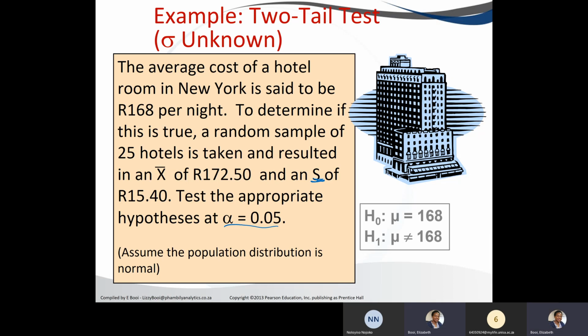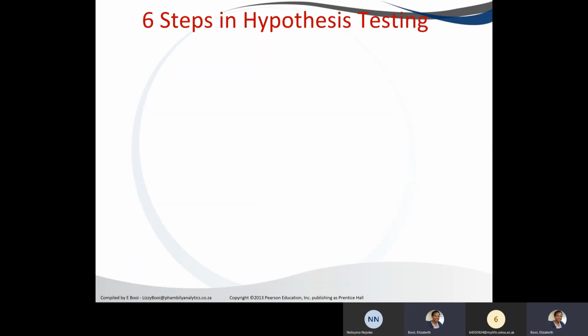So step number 1, we state the null hypothesis and the alternative. The mean is equal to 168. The mean is not equal to 168.